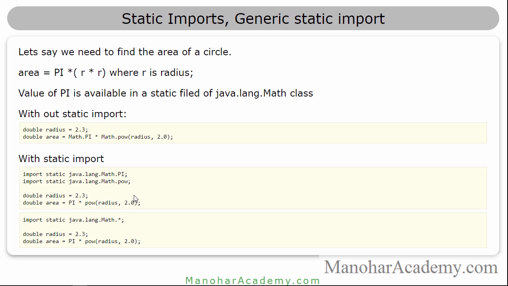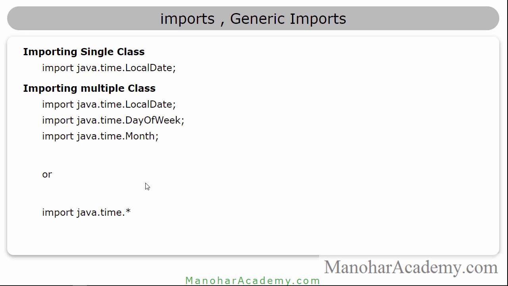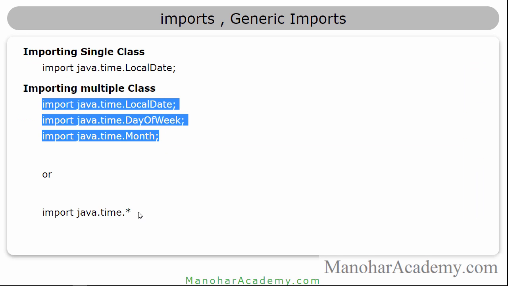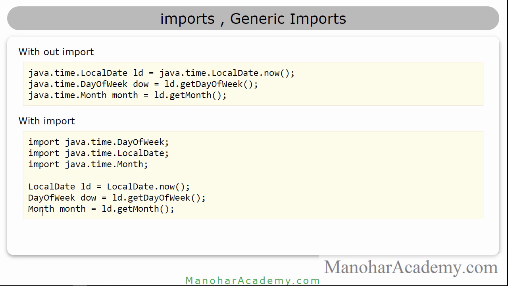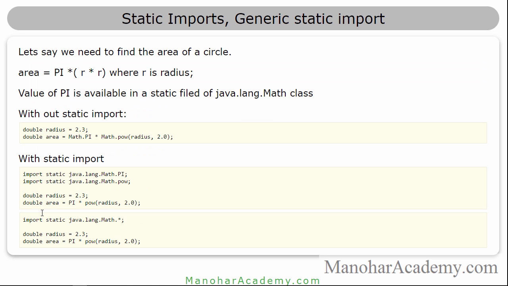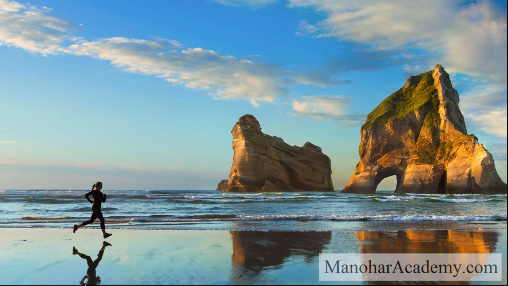So as we have seen in the previous lesson, instead of writing 3 import statements, I can simply use a generic import. The same is true for static imports as well. Instead of writing this, I can write import static java.lang.Math.*. So every static field and every static method inside the Math class will be available now. We don't need to refer to them using Math dot. Okay, that is all about theory. Let's go to NetBeans and see how these things work.